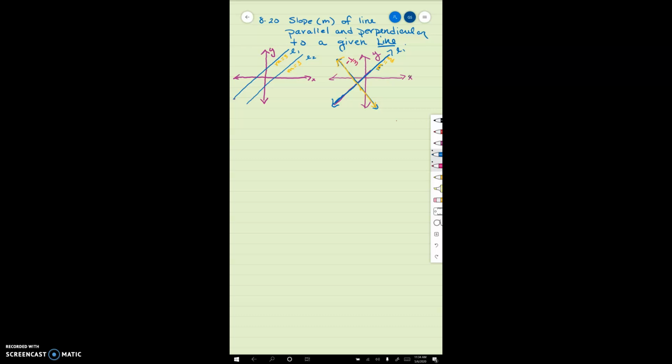So let's try a couple of problems like that. We're going to make 3 columns. So we're going to talk about the slope of a line. Okay, so this is the given line. We're going to talk about the slope of the line parallel, excuse me. And then we're going to talk about the slope of a line that's perpendicular.